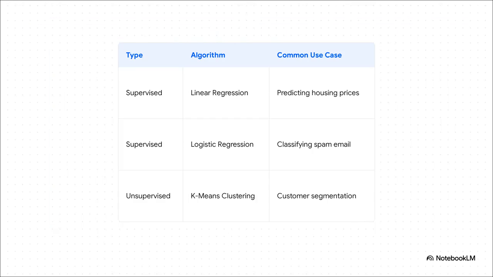So what this all means is you have to pick the right algorithm for the job. If you're doing a supervised task, like predicting a house price, you might use something called linear regression. If you're trying to classify whether an email is spam or not, you'd probably use logistic regression. But for an unsupervised task, like finding those natural customer groups we talked about, an algorithm like k-means clustering is the perfect tool for the job.